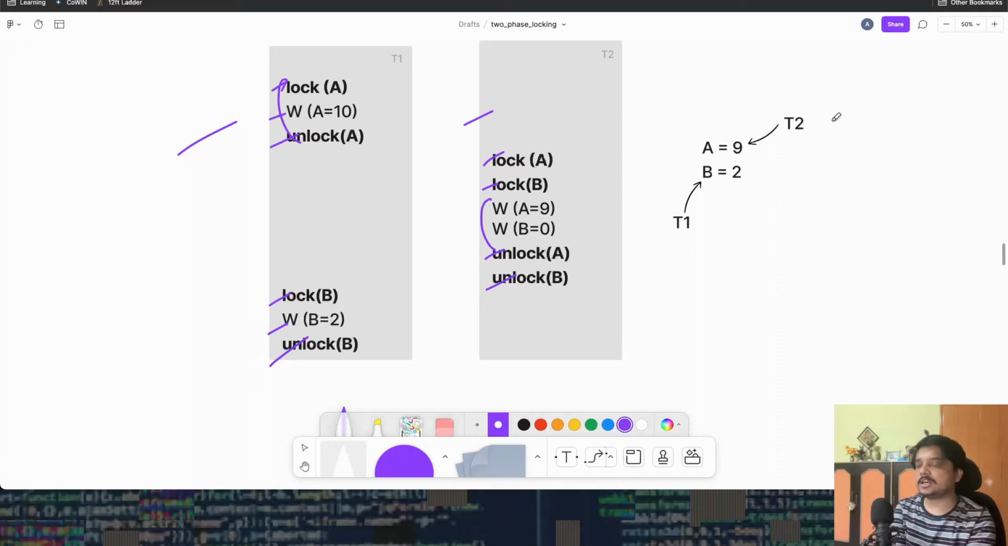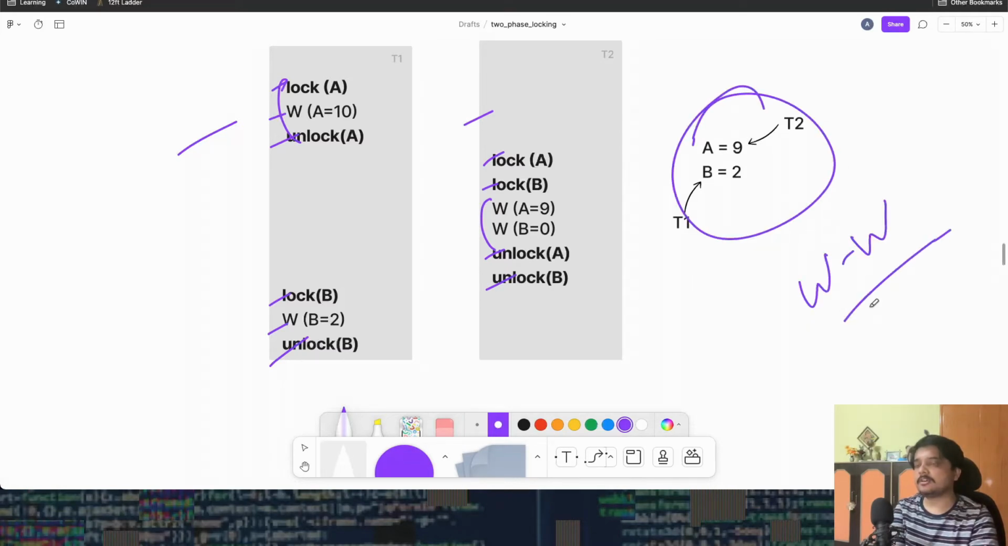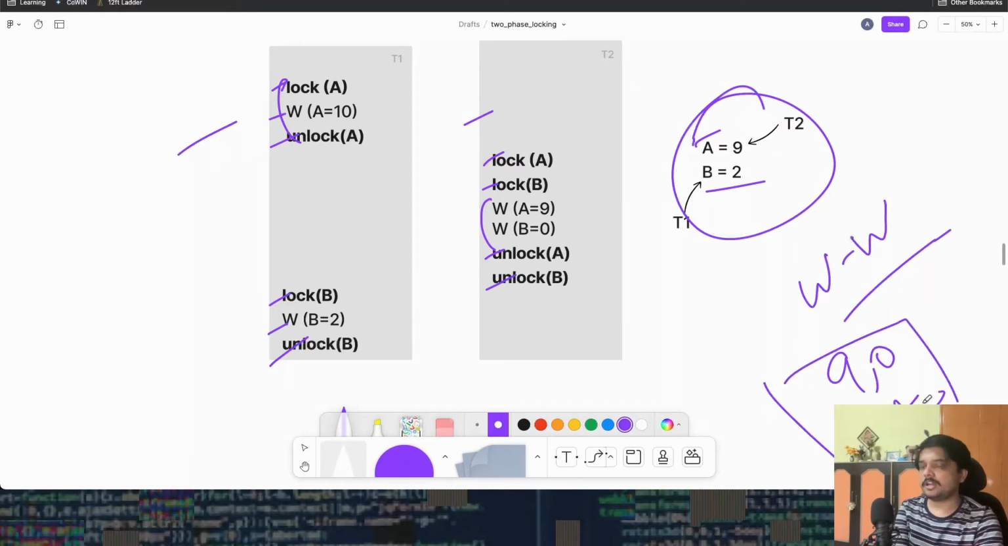But we are landed with the same write-write conflict. One value is coming from one transaction, the other value is coming from the other transaction. This should not be happening. It should either have been 9-0 as I said, or 10-2, right? So we are not getting a conflict serializable schedule even if we are using locks. So that means we cannot use locks mindlessly. We need a specified algorithm to tell the transactions when they can have locks and when they cannot have locks. And this is where two-phase locking comes in.